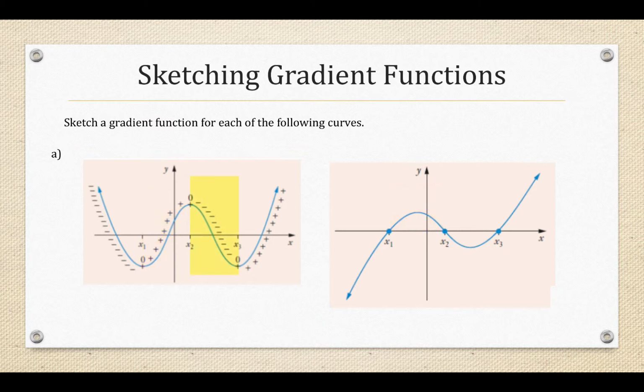Between x2 and x3, our gradient is negative, and so our gradient function will have values that are negative. And so the curve goes below the x-axis where y values are negative. And then for values greater than x3, our gradient in our function is positive. So again, our gradient function goes above the x-axis.